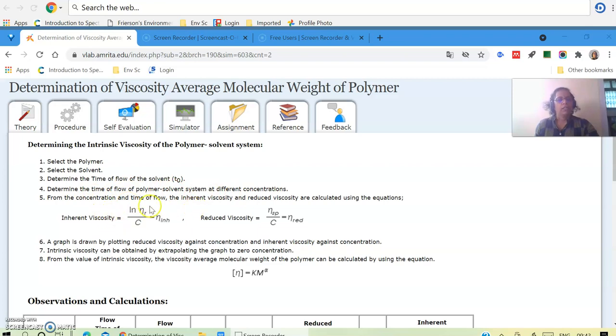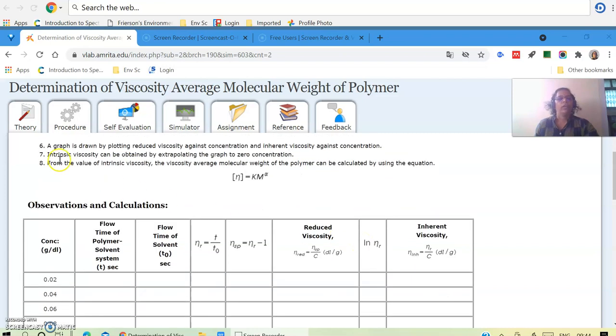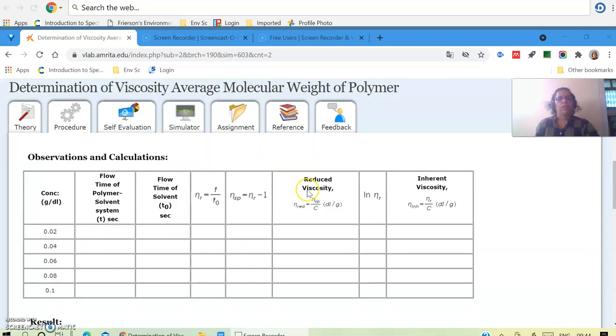You will calculate the relative viscosity and the specific viscosity, then find the ratio of specific viscosity by C, that is the reduced viscosity. Then you plot eta sp by C versus the concentration of the polymer, and by extrapolation you can get the intrinsic viscosity from the graph. Once you get the intrinsic viscosity, you can find the viscosity average molecular weight using the Mark-Houwink equation. So make a table in this form.